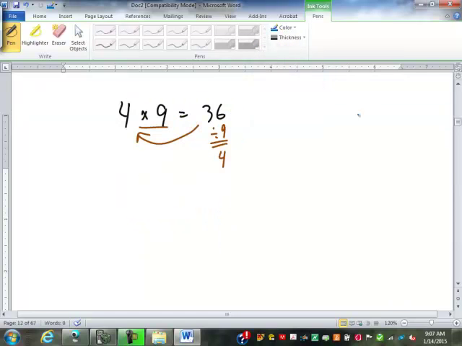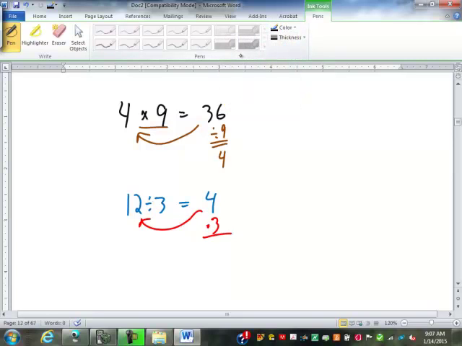Or, if I started with a 12, I divide by 3, I get 4. But if I want to get back to the 12, I have to multiply by 3. Again, dividing and multiplying are opposites. They reverse each other.